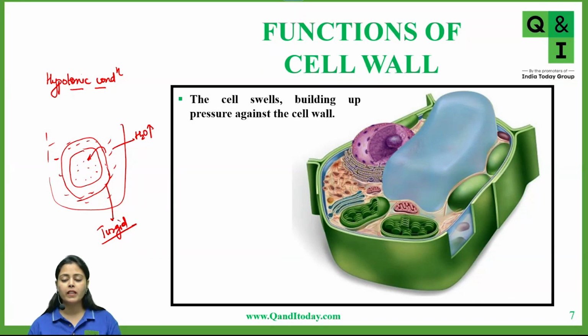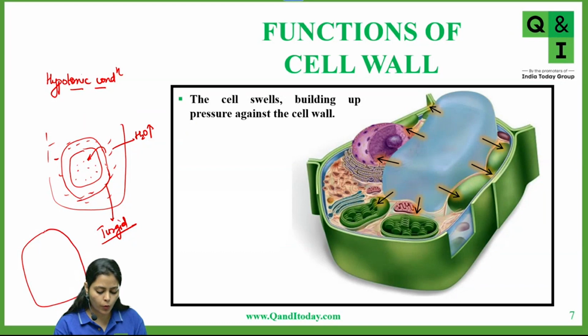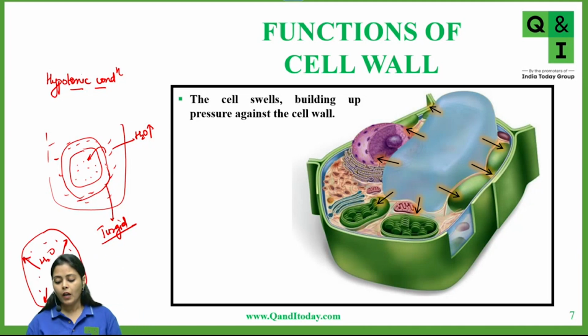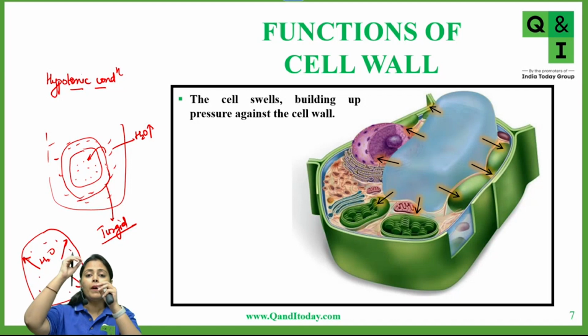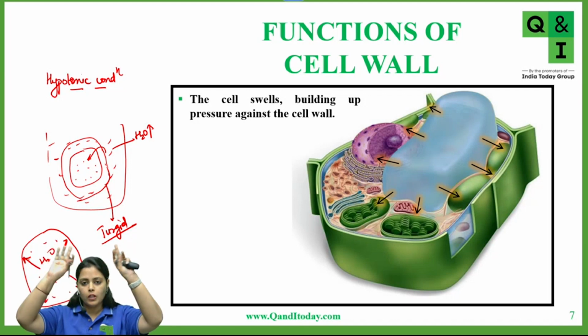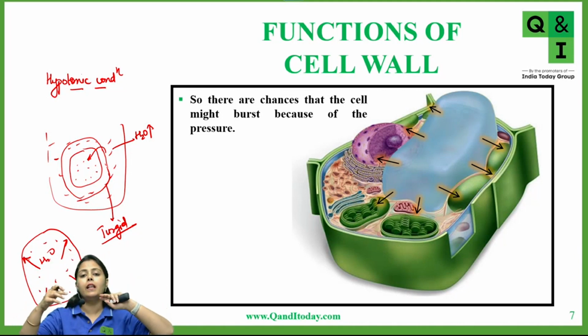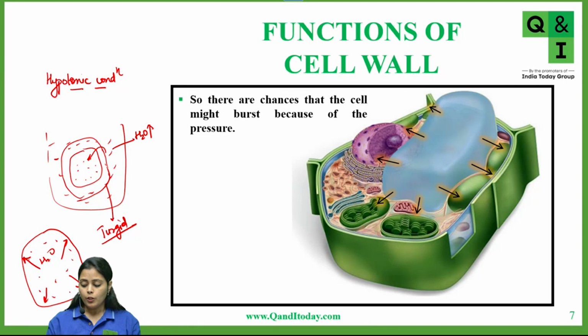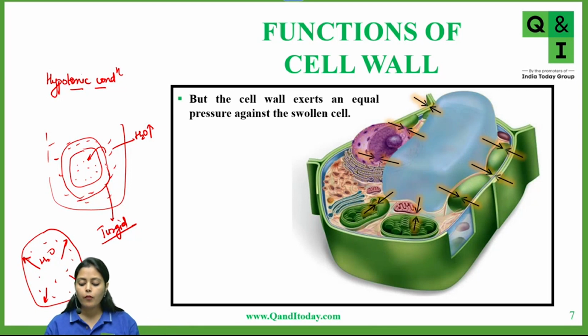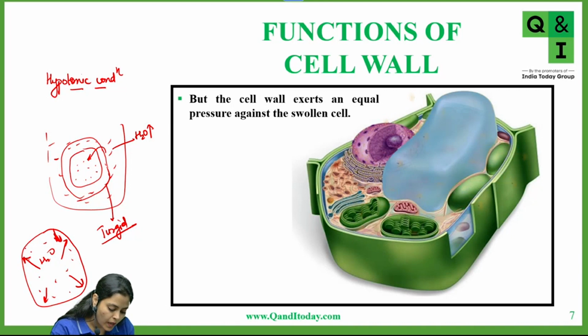Once water has moved inside the cell, the water will exert pressure on the cell wall. So what is happening particularly? Suppose this was the cell and now water is present inside in a large amount. It will exert a pressure onto the walls of the cell. Now the cell is swelling up. It is exerting some pressure onto the walls of the cell. Now, this could lead to bursting of the cell. When the pressure is increasing inside the cell, there are chances that the cell might burst. So to prevent that, the cell wall exerts an equal and opposite pressure.